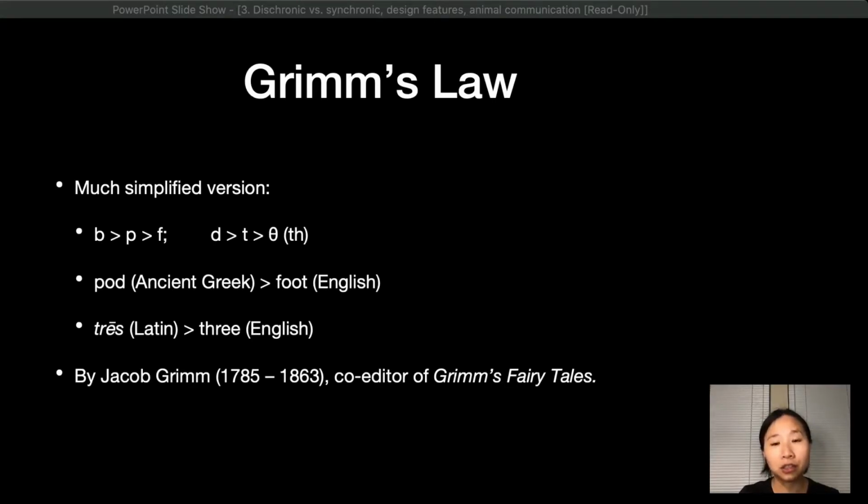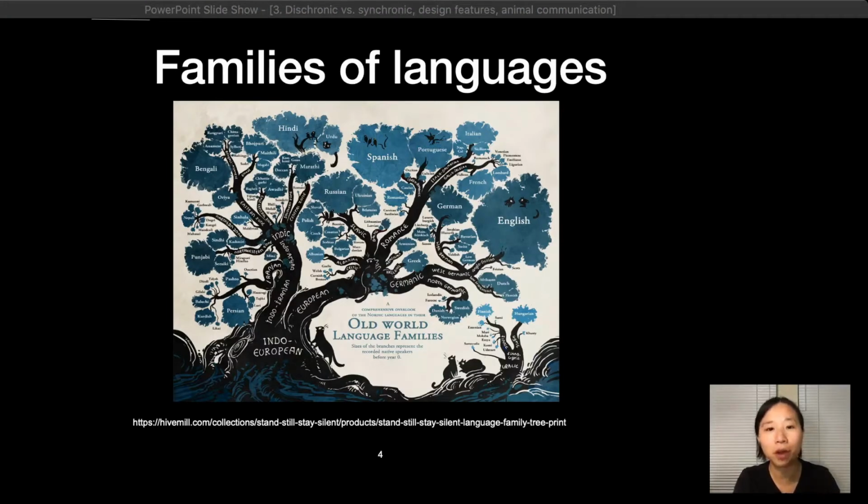So, ancient Greek words like pod become foot in English, which is a change from p in pod to f in foot. Latin words like tres become three in English, which is a change from t as in tres to th as in three. By comparing the spelling of words across languages, linguists then realized that languages have family histories much like ours. We can find the mother or the grandmother of a language by looking at how words are spelled in these languages.